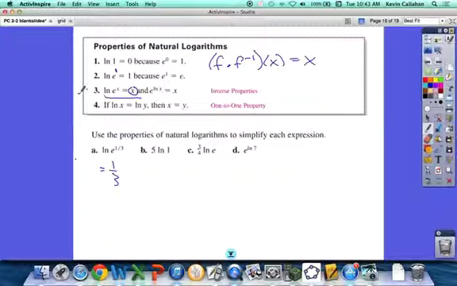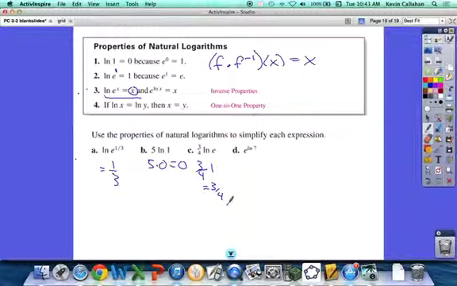Okay, what about this one here? 5 times the ln of 1. Well, ln of 1 is 0, so it's 5 times 0, which is 0. How about 3/4 times the ln of e? The ln of e is 1. So it's 3/4 times 1, which is 3/4.